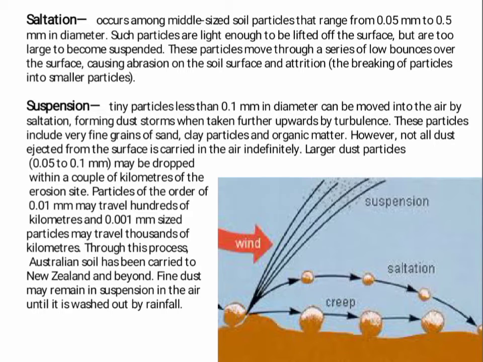However, not all dust ejected from the surface is carried in the air indefinitely. Larger dust particles, 0.05 to 0.1 mm, may be dropped within a couple of kilometers of the erosion site. Particles of the order of 0.01 mm may travel hundreds of kilometers, and 0.001 mm sized particles may travel thousands of kilometers. Through these processes, Australian soil has been carried to New Zealand and beyond. Fine dust may remain in suspension in the air until it is washed out by rainfall.